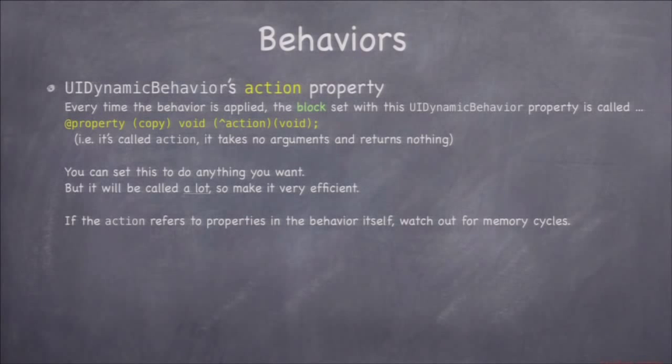This block you provide, you just say my whatever behavior, gravity behavior, collision behavior, whatever, dot action equals a block. It will execute that block every time this behavior causes an animation change. So this is called a lot. As gravity pulls the thing down, every time it moves, even a pixel, this thing gets called. If a collision happens and it moves off, that causes it to move, this will get called. So this is a way to get in there and get involved.